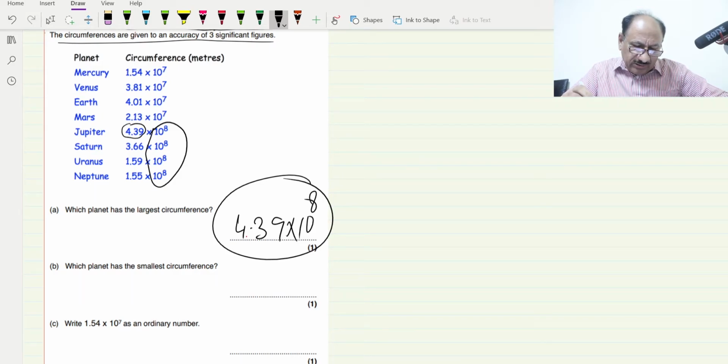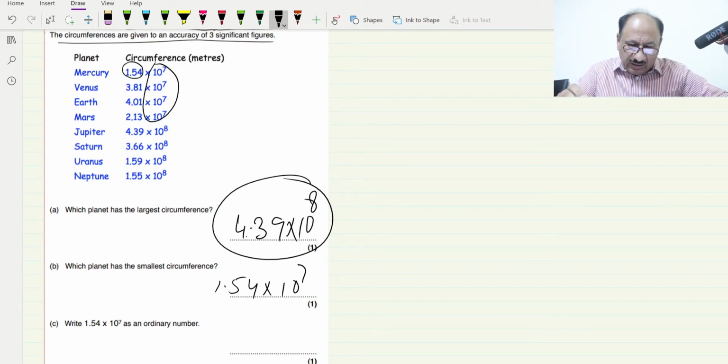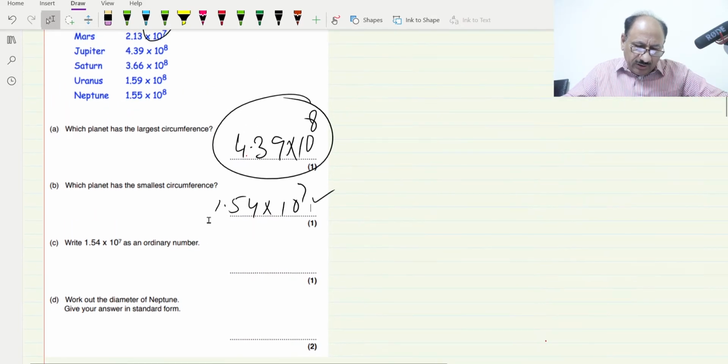Now, which planet has the smallest circumference? Smallest circumference will be among these 10 raised to 7 numbers, and then we will compare the other portion, which is 1.54. This is the smaller number. So our answer will be 1.54 into 10 raised to the power 7. This will be the answer for this part. This is also one more question. Then they are saying write 1.54 into 10 raised to 7 as an ordinary number.